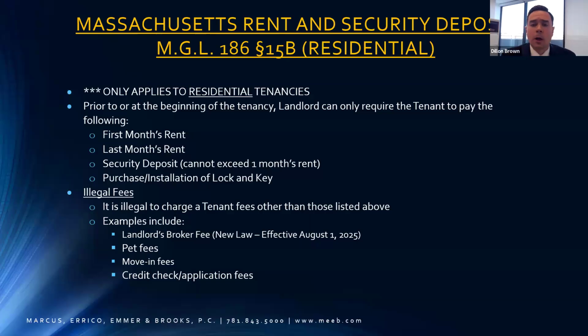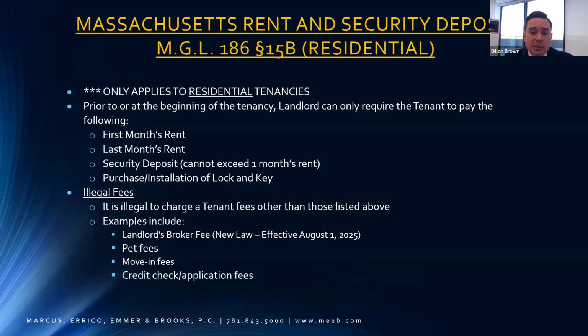Okay, so security deposits and last month's rent. It's all governed by statute, and these have to do with residential tenancies only in Massachusetts. Commercial tenancies aren't subject to these super strict requirements. So again, I want to make that clear. This only applies in the residential context, but it's really where tenants are able to raise defenses that can either hit the landlord in the pocketbook monetarily, or gives the tenants defenses to raise in any sort of eviction.